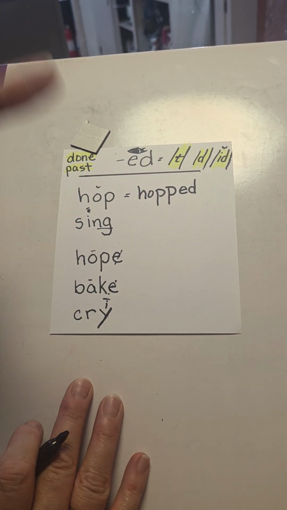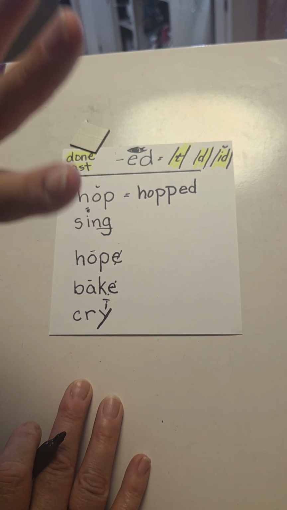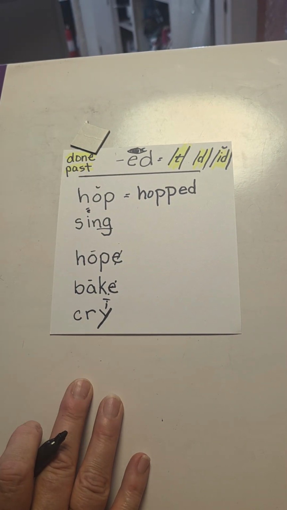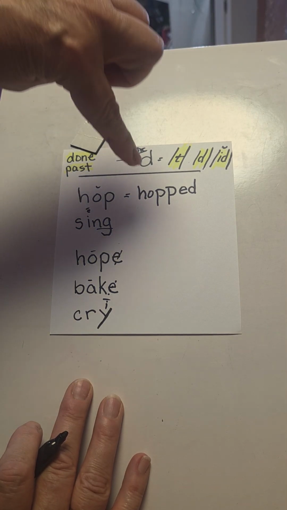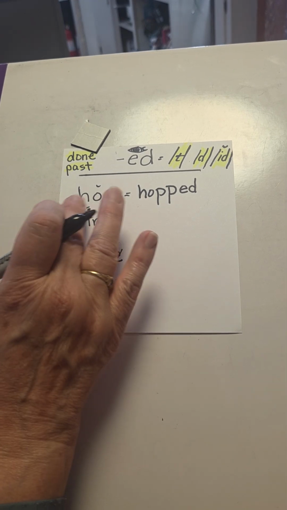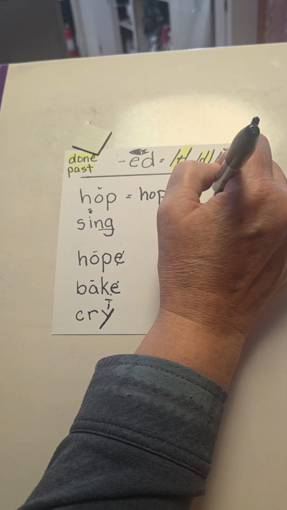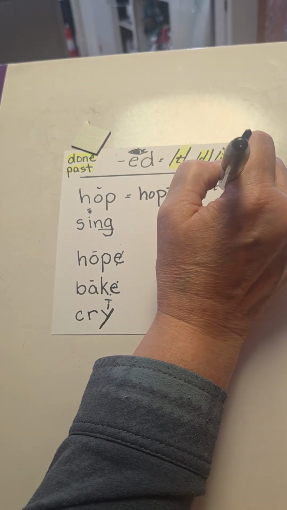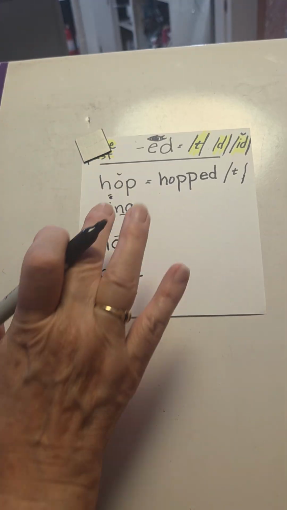So if it says any of those basic sounds that we learned in kindergarten, we have to double the letter. Hopped. If you like this lesson, I'll have a longer one on just doubling the last letter. Hopped. I hear a T. So I'll put that right there. Hopped.